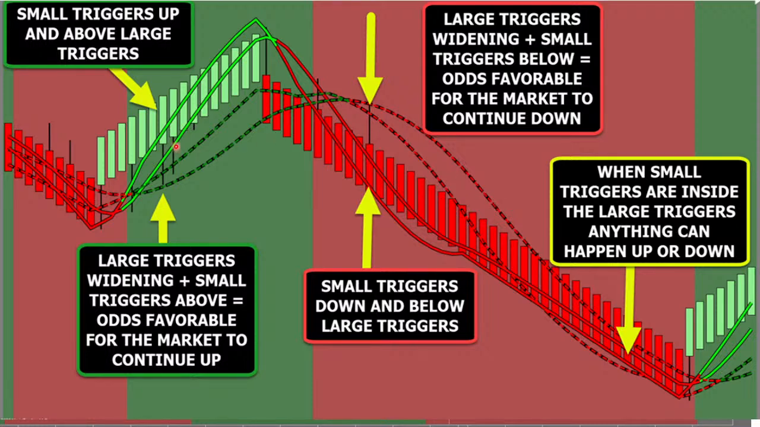So strong triggers up, strong triggers down, guys. This is the advantage of a market that's likely to continue. We're going to call this odds favorable momentum. This is what it looks like when rule number 1 is met.